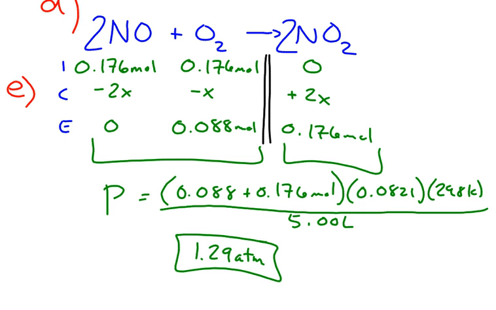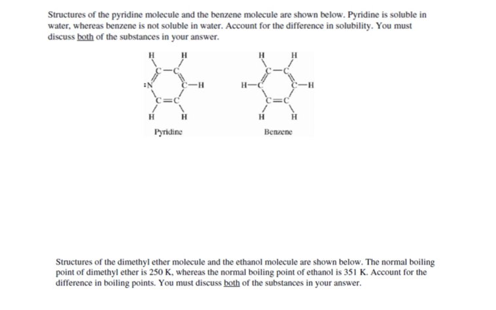All right. A little bit shorter one, and then we'll see how many equations we get in. We're fitting this nicely. All right, this is more about just IMFs and bonds and things like that. So, structures of pyridine molecule and the benzene molecule are shown below. Pyridine is soluble in water, whereas benzene is not. Keep that stuff straight, too.